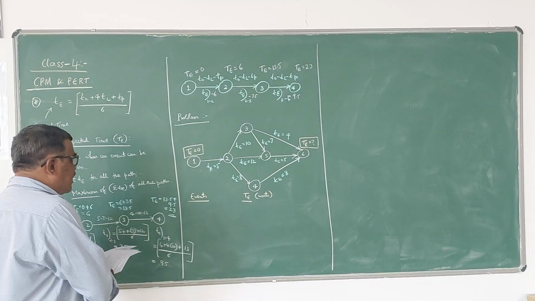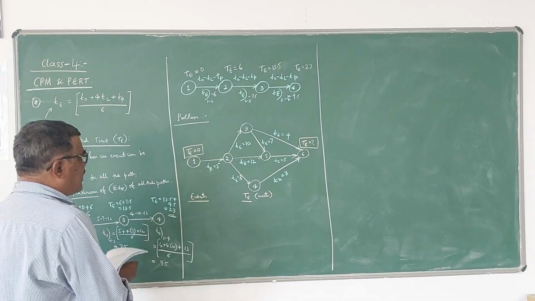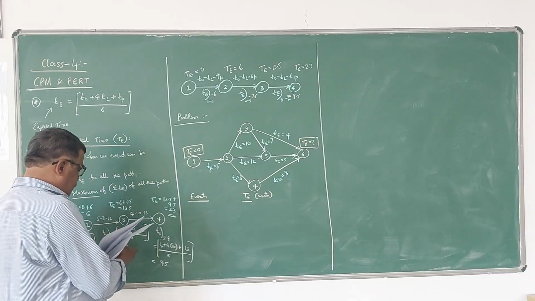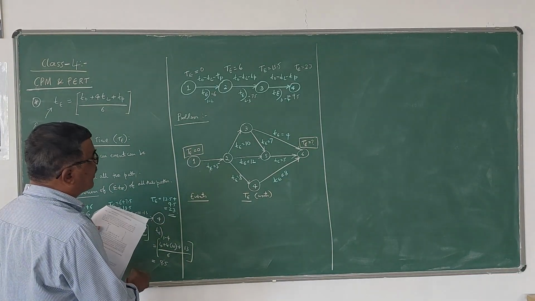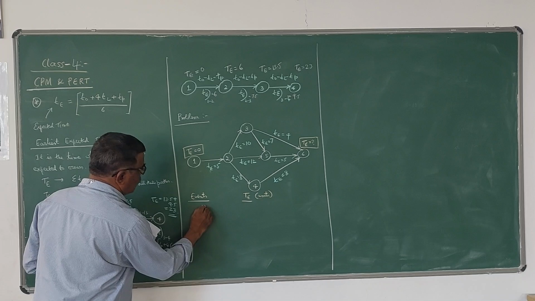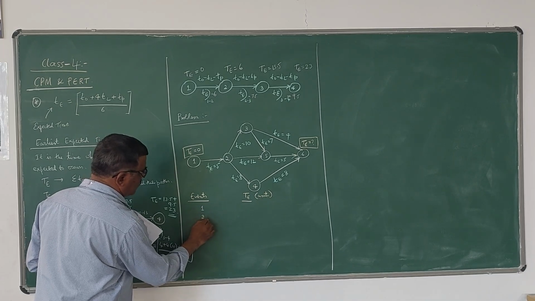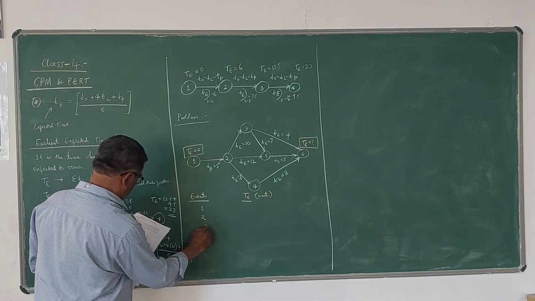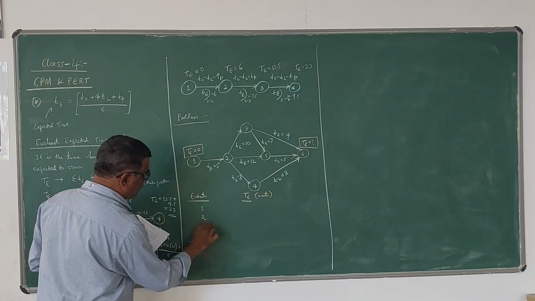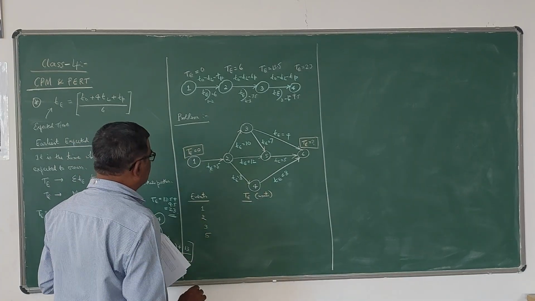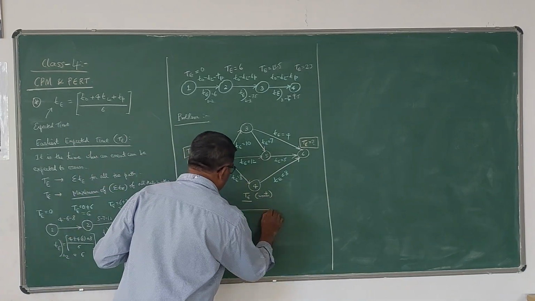So now the events are 1, 2, 3, 4, 5, 6. For these events, let us write. For 1, actually the value of T is 0.